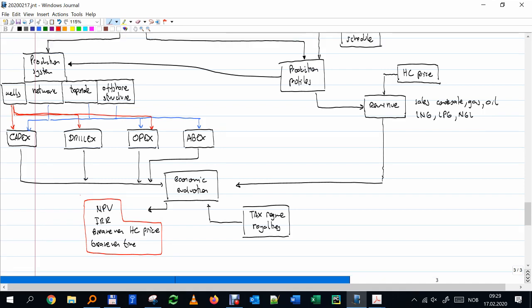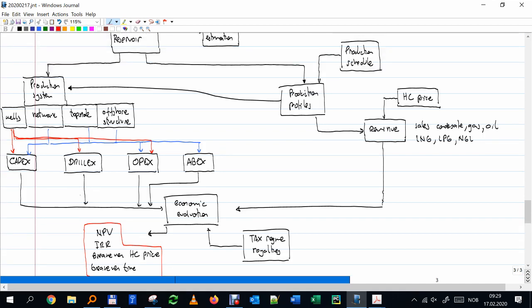Okay, so that's what we call the value chain model that we have to create. Initially we might have very little information. We don't know how many wells, if we have a network or not, what kind of offshore structure, so we have to use a simplified approach to compute these things. And that's what you will be doing in problem 6 of exercise set 1, where you have to use a simplified approach to estimate these expenses.